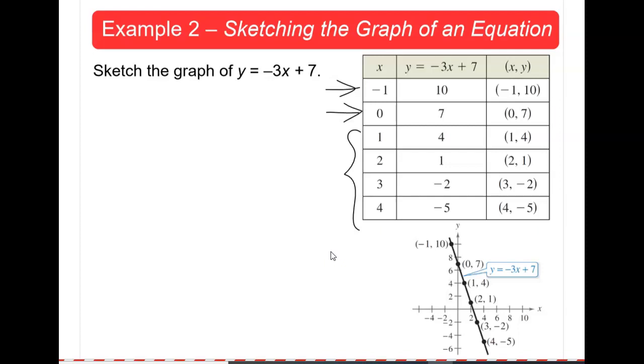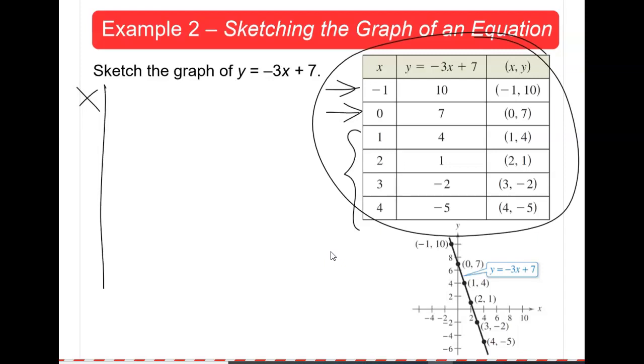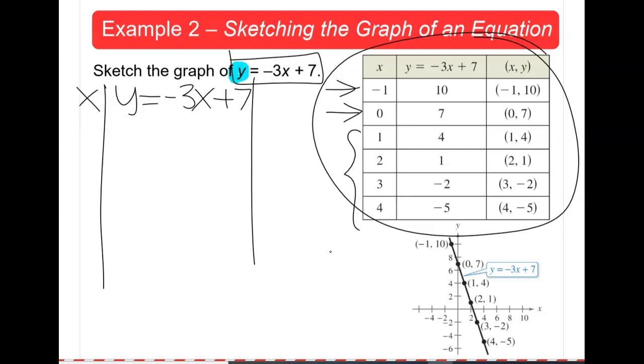Let's just choose those numbers. Pretend we don't have the table that is fully done here. So we have x, we have y, and we're going to copy the expression. You can see here that the equation is already solved for y, or we could say that y is isolated. So we have negative 3x plus 7, and then from here we're actually going to get the ordered pairs, x comma y.